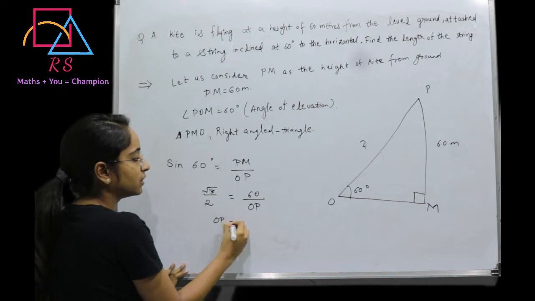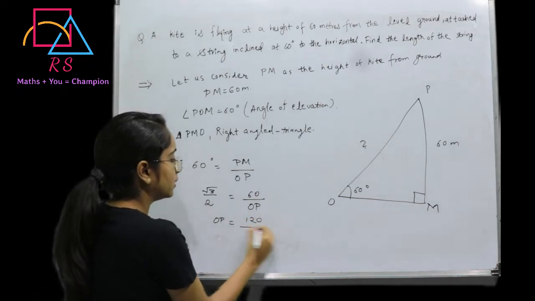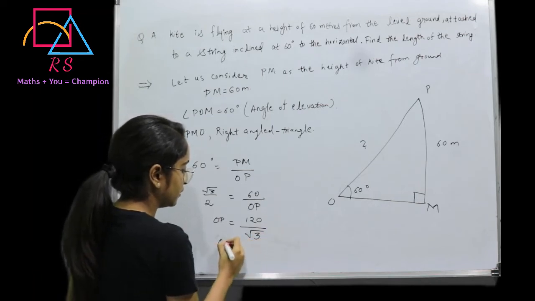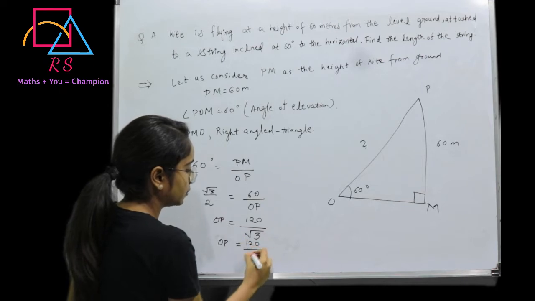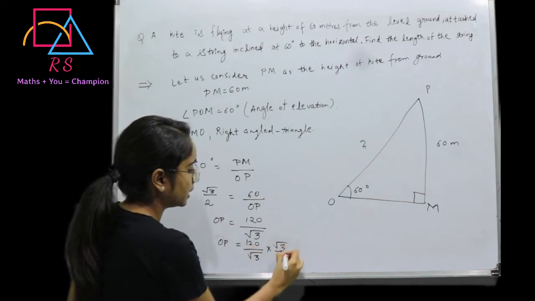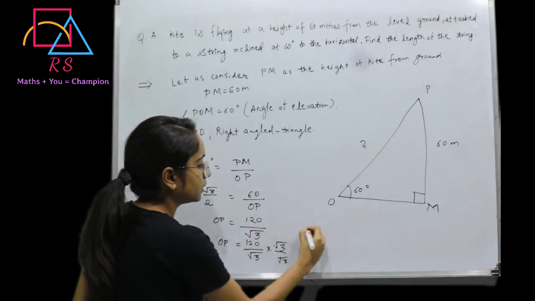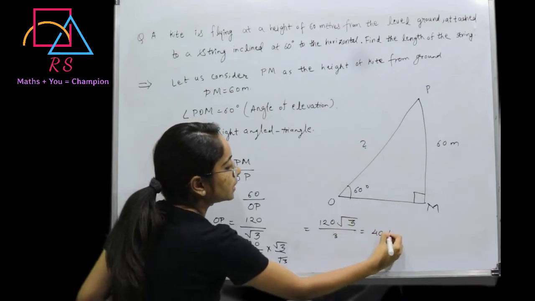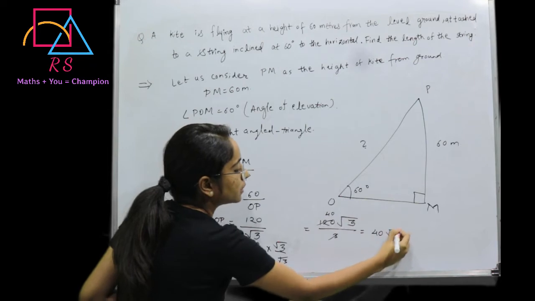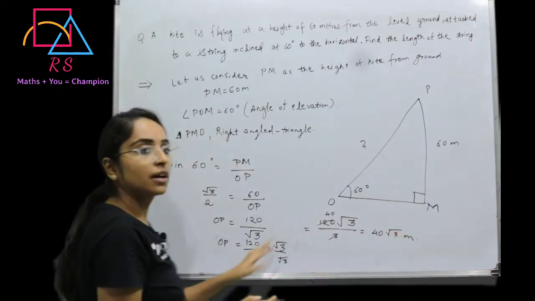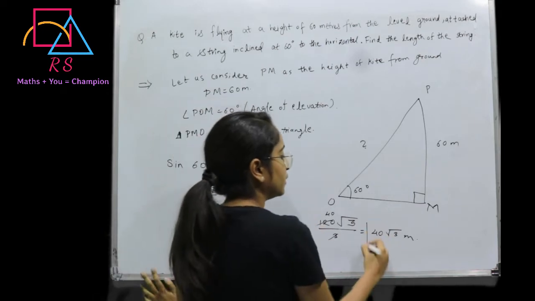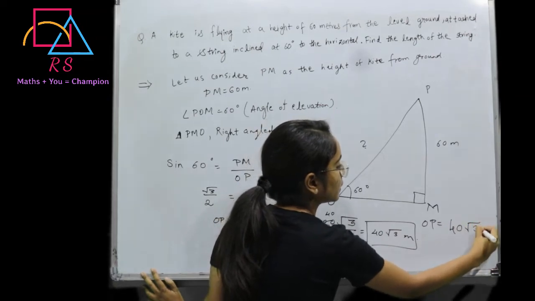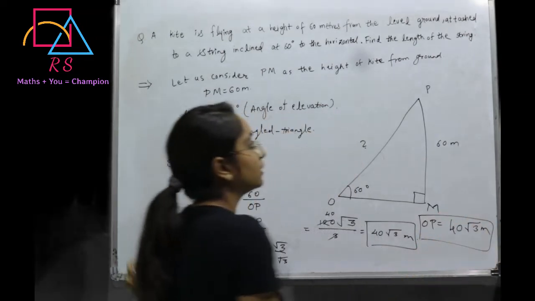So OP is equal to 120 upon root 3, cross multiplying we get. Further, if we rationalize it, multiplying by root 3 in both numerator and denominator, we get 120 root 3 upon 3, which comes as 40 root 3 meters. So thus we have got the length of the string, which is 40 root 3 meters. Thus OP is equal to 40 root 3 meters. This is the required result of the problem.